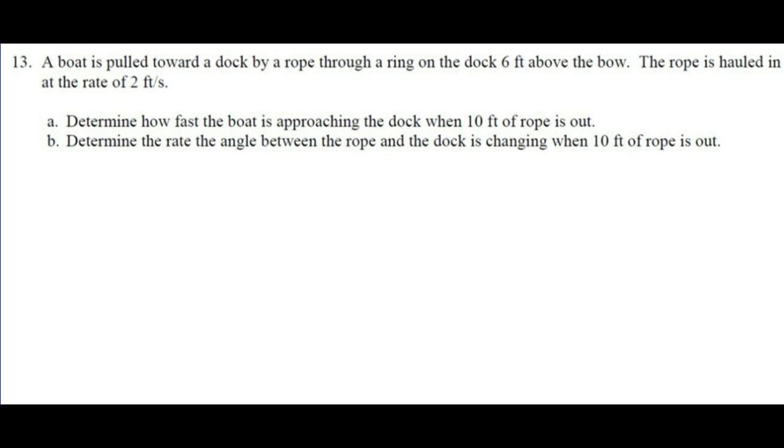13. A boat is pulled toward a dock by a rope through a ring on the dock 6 feet above the bow. The rope is hauled in at the rate of 2 feet per second. Determine how fast the boat is approaching the dock when 10 feet of rope is out, and determine the rate at which the angle between the rope and the dock is changing when 10 feet of rope is out.